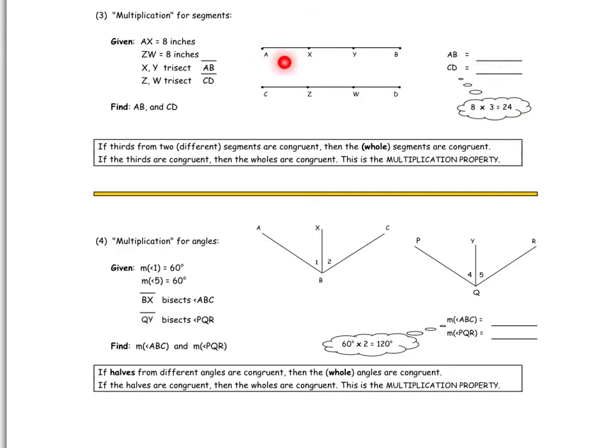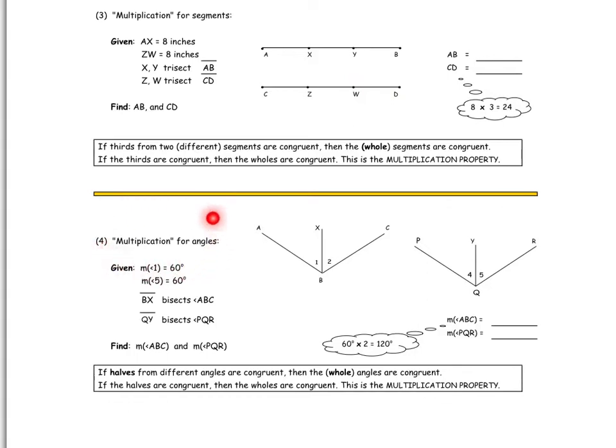If a third from one segment is exactly the same size as a third from the other segment, and to get the whole segment I have to multiply this third by 3, and to get the whole CD I have to multiply this third by 3, then I'm going to be doing the same number times 3, which will give me the same answer. Multiplication says that if a third from one segment is the same size as a third from the other segment, then the segments must be the same size.